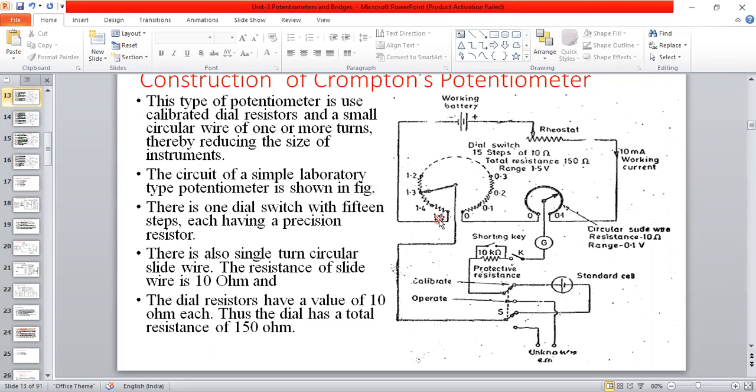See, one-time MCQ questions may come over there. The circuit of the simple laboratory type potentiometer is shown in the figure. There is one dial switch with 15 steps, each having precision resistors. There is also a single turn circular slide wire, and like this many turns can be used. The resistance of this circular slide wire is 10 ohm. Each dial step has 10 ohm, and the total resistance of the dial is 150 ohm.